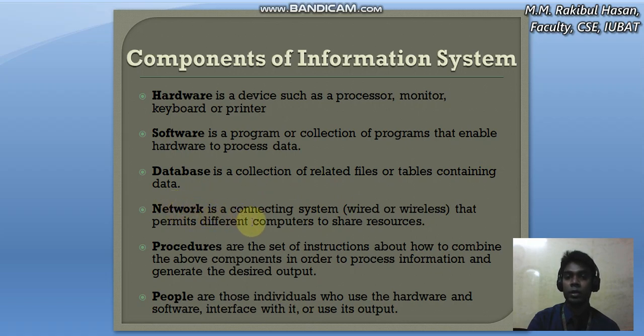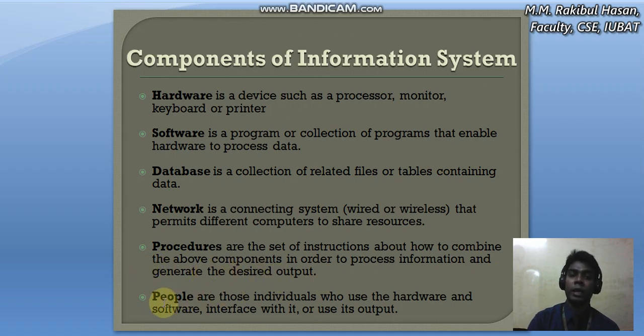Network is a connecting system. It might be wired, it might be wireless, that permits different computers to share resources. We can share our information or some other resources through this network very easily within a very short time. Then procedure. Procedures are the set of instructions about how to combine the above components in order to process information. Above components means these 4 components: hardware, software, database, network. Process information and generate the desired output.